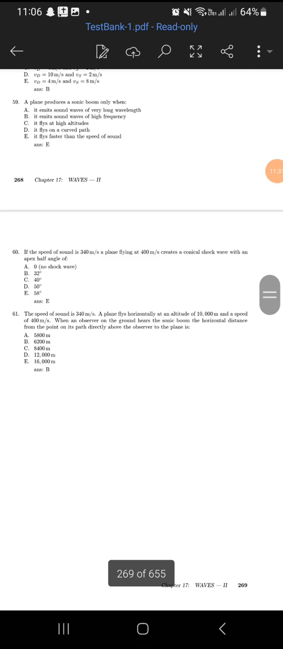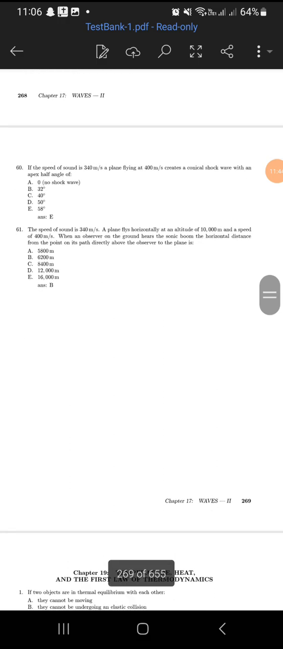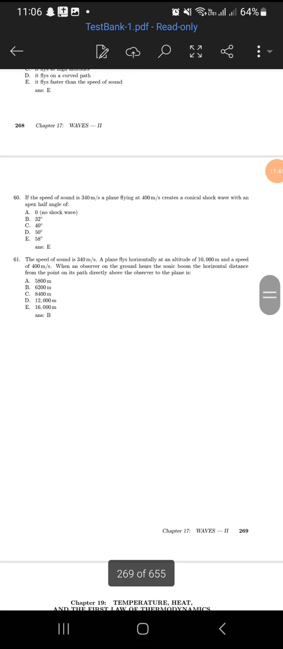A plane produces a sonic boom only when it flies faster than the speed of sound. So if the speed of sound is 340 meters per second, a plane flying at 400 meters per second creates a conical shock wave with an apex half angle of 58 degrees.